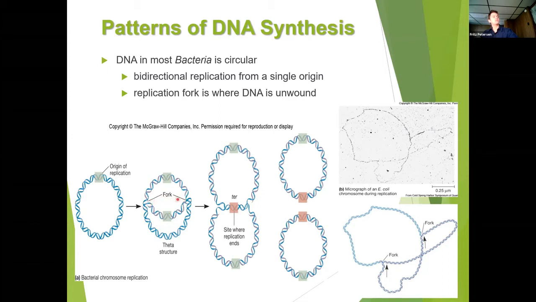A replication fork is where the original template strand of DNA is unwound and then serves as a template for replication. There will be two of these forks which will continue on throughout the circular DNA until a termination site is reached, where replication will end and the two circular DNA molecules will separate. Here you can see a micrograph of an E. coli chromosome during replication. There you can see one replication fork, and here you can see the other one, and these will continue on until the entire circular DNA has replicated.